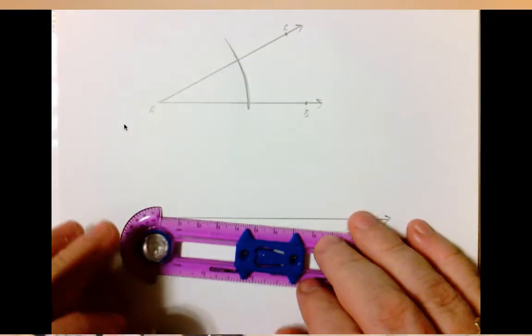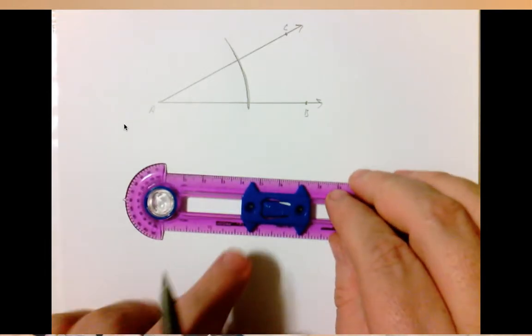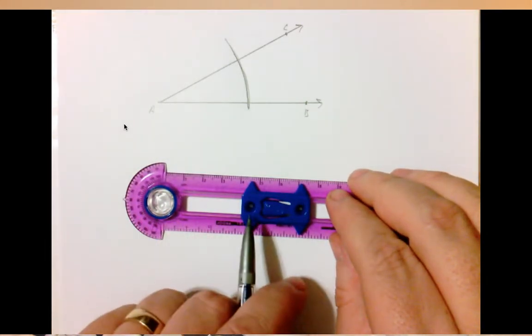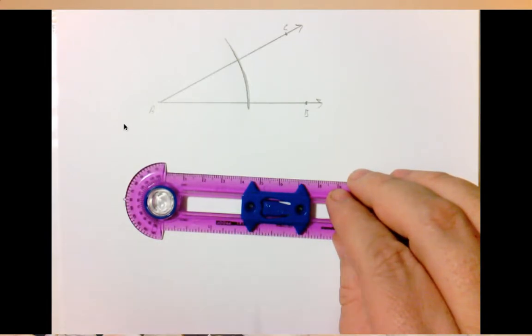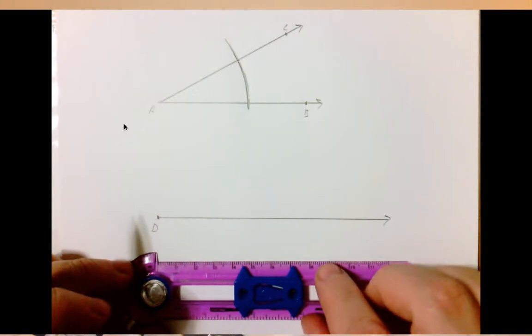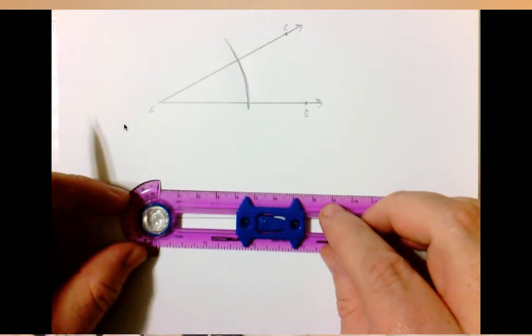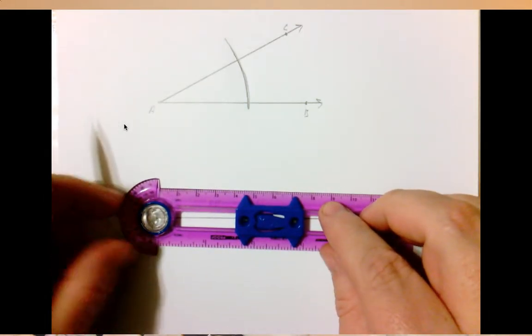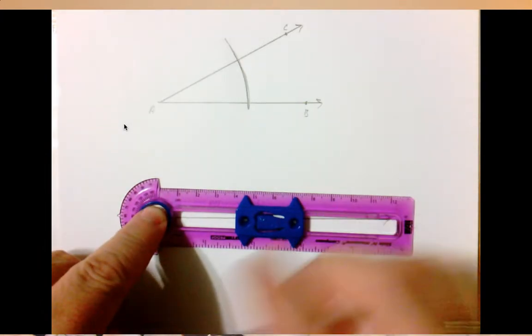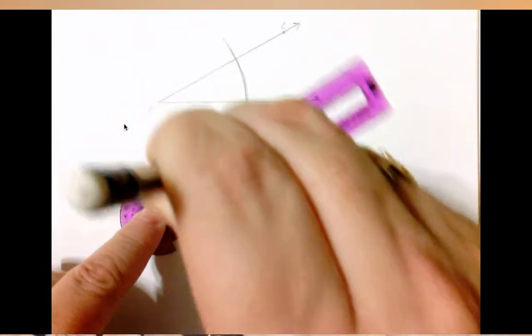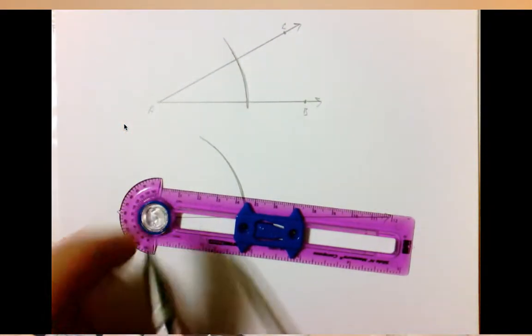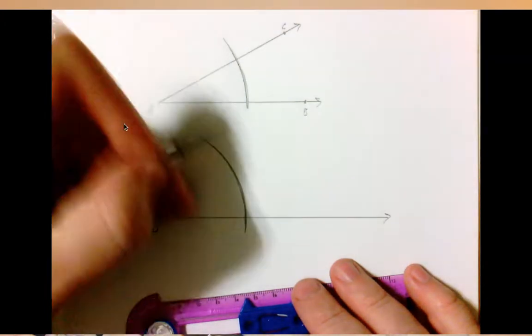We're going to need to remember that length. So keep the length the same. Remember that I was using this hole, not this hole. Remember I was using this hole. Come back down here to the ray. Put my crosshairs on point D. And make a copy of that arc again. And make sure that it's big enough that it will make a copy of this angle.